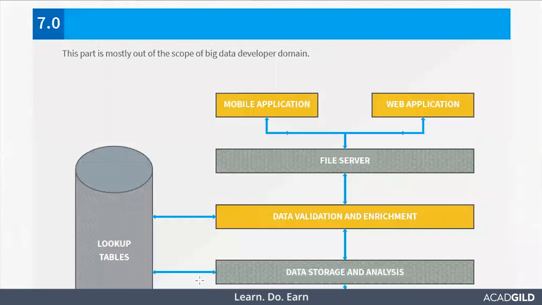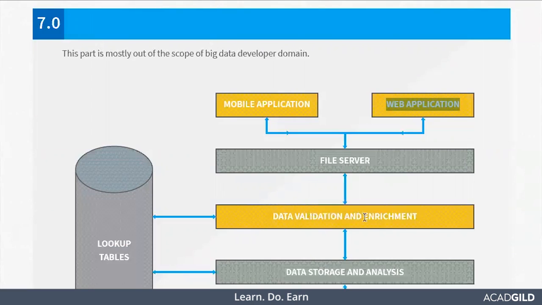Next, we will see the flow of our project. As we discussed yesterday, there are two sources of data. One is the mobile application and the next one is the web application. The data will get generated from these two sources, and then through the file server, we will receive the data. Once we receive the data, we need to validate it. We discussed the different criteria to validate the data.